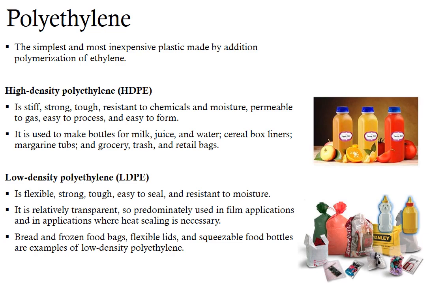Polyethylene is one of the simplest and most inexpensive plastics, which is made by addition polymerization of ethylene. There are two types of polyethylene available: high density polyethylene and low density polyethylene. The easy way to distinguish them is that high density polyethylene is usually stiff and not transparent, whereas low density polyethylene is flexible and transparent. Now let us look into high density polyethylene.